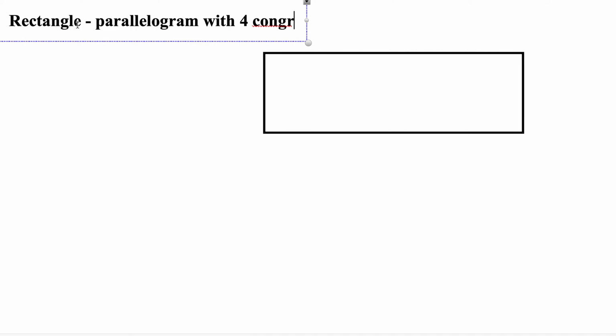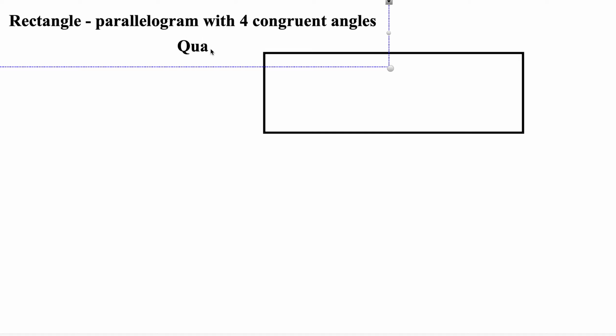Getting closer to the end here, and we are now at rectangle, which is, strictly speaking, a parallelogram with 4 congruent angles. Another way to look at that is it could be thought of as a quadrilateral with 4 congruent angles.